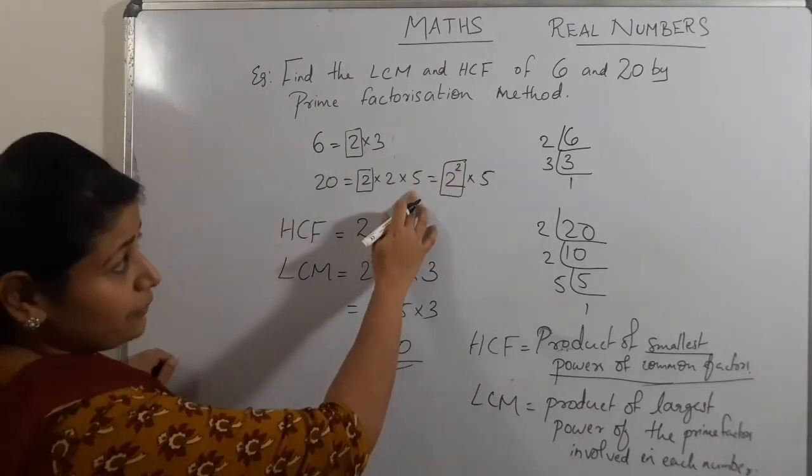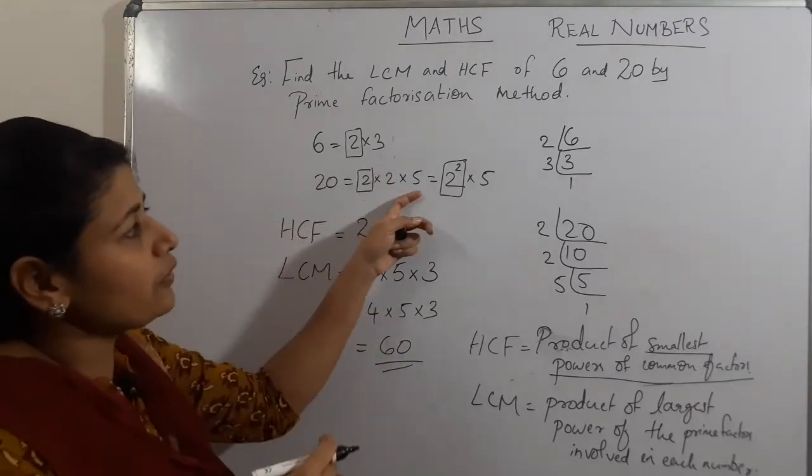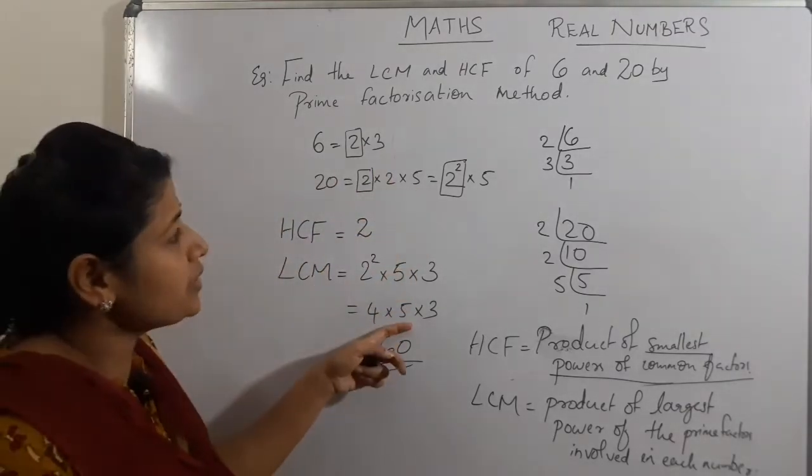So here is a 5, but here we cannot find any 5. Then no problem is there. The highest power of 5 is 5 itself. So we can use this 5.